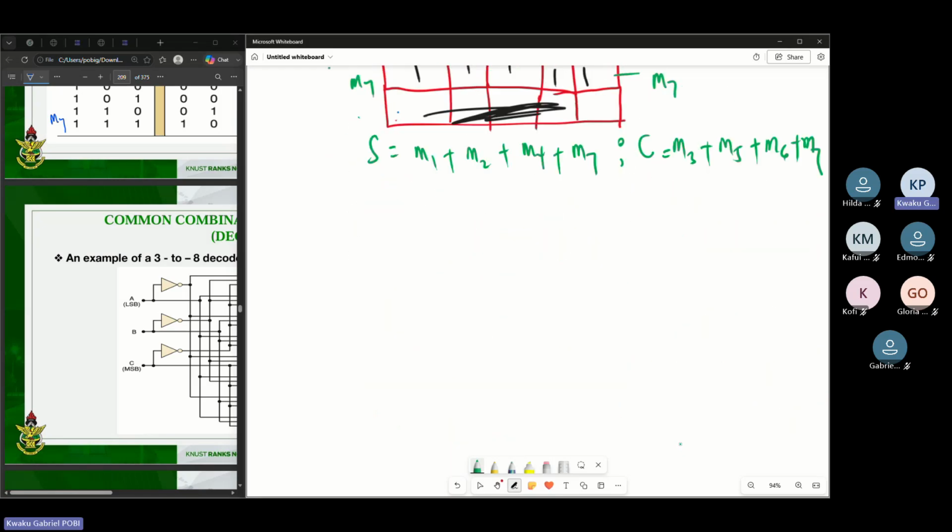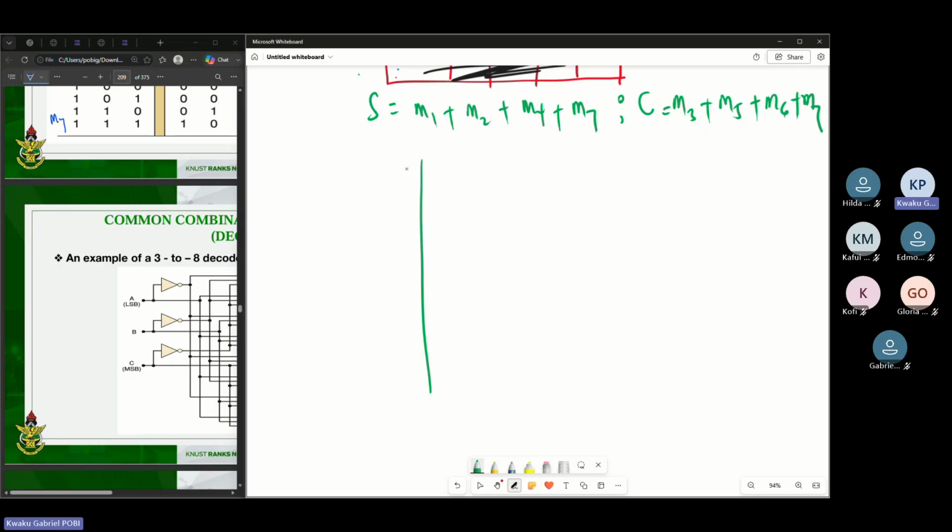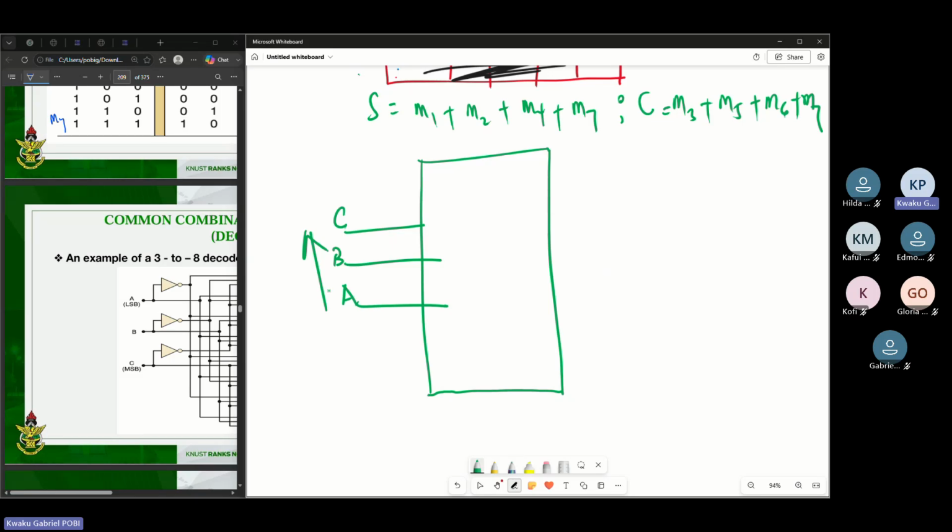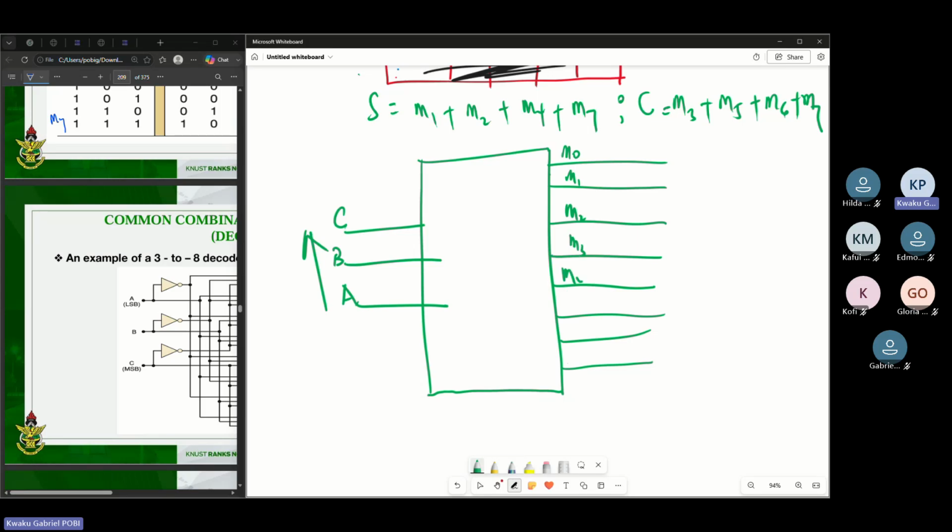So from this, your decoder will be looking like this. You have 3 inputs, which are, let's say, C, B, A, or A, B, C. I'm reading it in the upward direction. And then your outputs are going to be 8. So 1, 2, 3, 4, 5, 6, 7, 8, like that. So here is M0, M1, M2, M3, M4, M5, M6, and then M7. So a 3 by 8 decoder, like that.